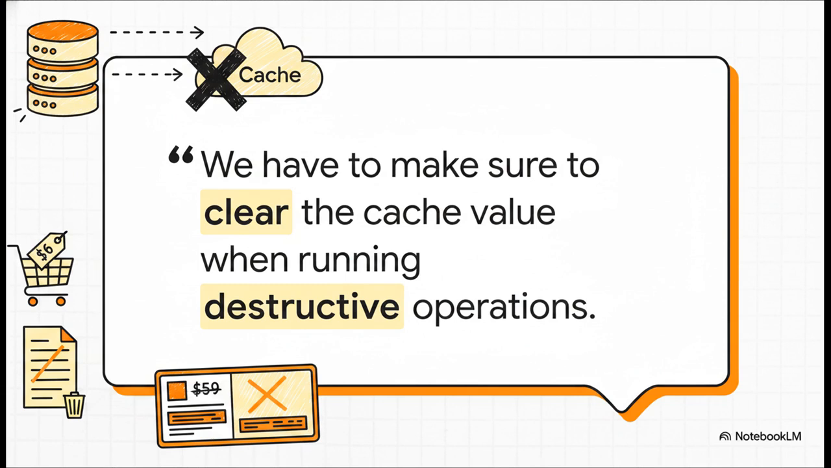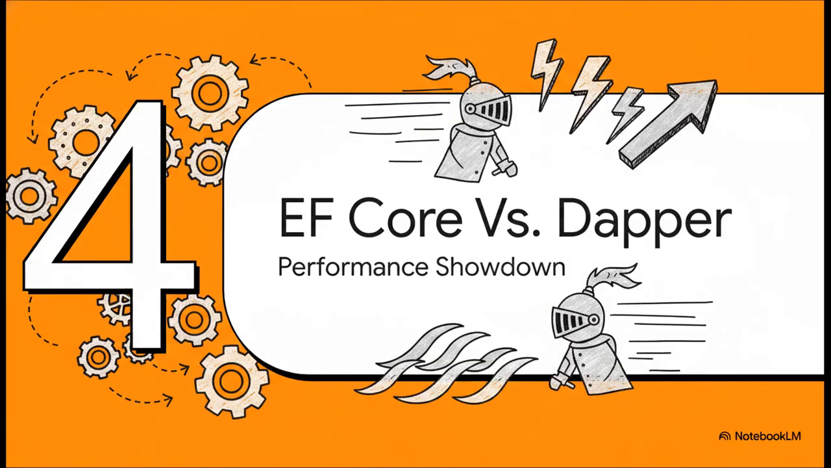If you update a price or delete a record in your database, but you forget to clear Redis, your users are going to see stale, incorrect data. Invalidation is absolutely everything here. Next up, section 4, the performance showdown between EF Core and Dapper.